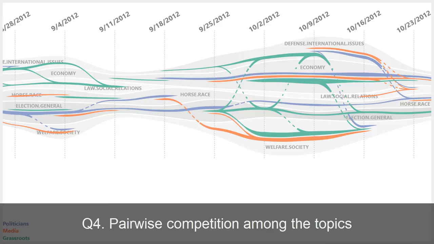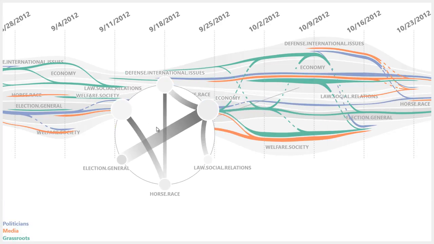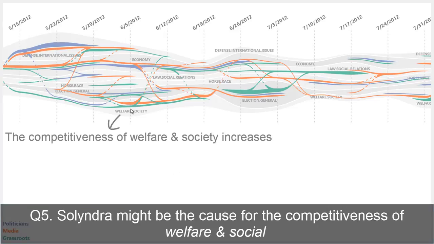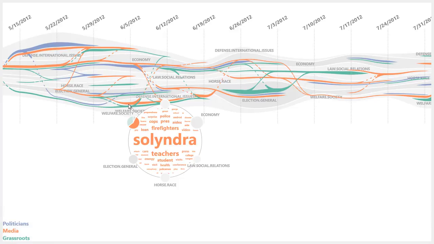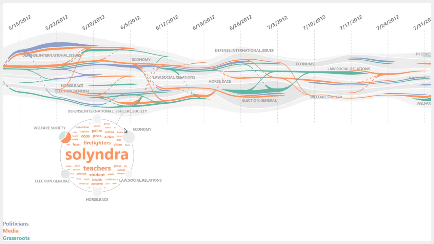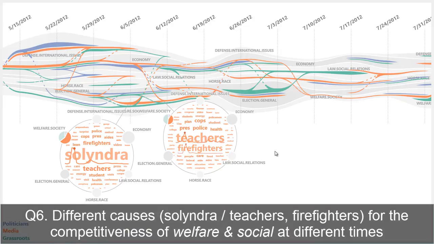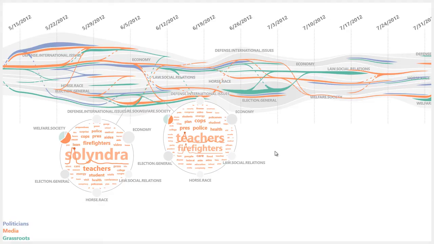The user can also examine the pairwise competition among the topics with the radial view. With the word cloud, it's possible to investigate the reason for the increasing competitiveness of a topic. Comparing word clouds for tweets at different times, the user can see different reasons for the competitiveness of the topic. The sparklines can also be displayed, showing the saliency of the keywords over time.